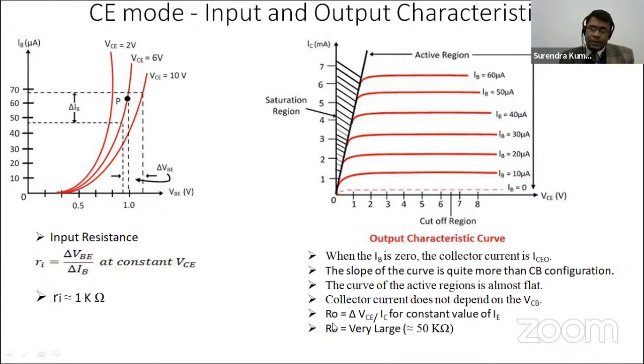So RO, the output dynamic resistance of common emitter configuration. The mathematical expression can be written as delta VC over delta IC for a constant value of IE. For a particular graph, we need to put IE as a constant value. Here RO is very large because the slope in case of common emitter configuration is greater than the common base configuration. Because of that slope, the value of resistance is larger. So it is around 50 kilo ohm.